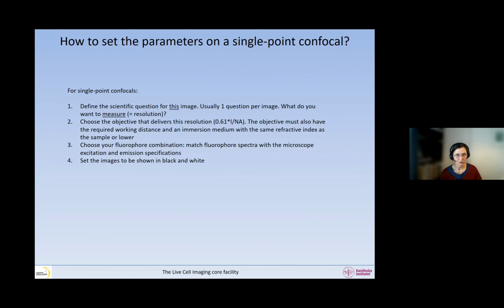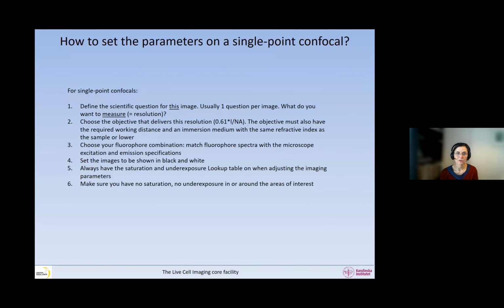After that, you're going to always set the images in black and white so that you can see all the details regardless of the colors. And you will always have the saturation and underexposure lookup table turned on when you're adjusting all your parameters so that you avoid all saturation and underexposure. So you make sure you have no saturation, no underexposure in or around the areas of interest.